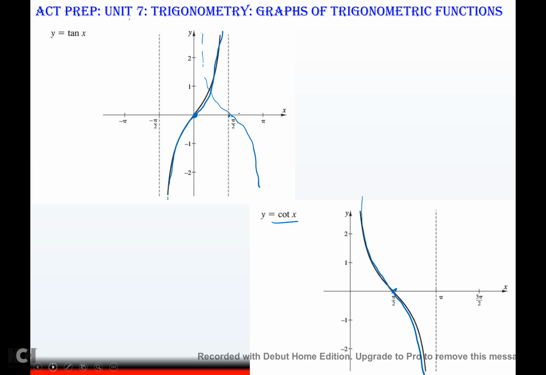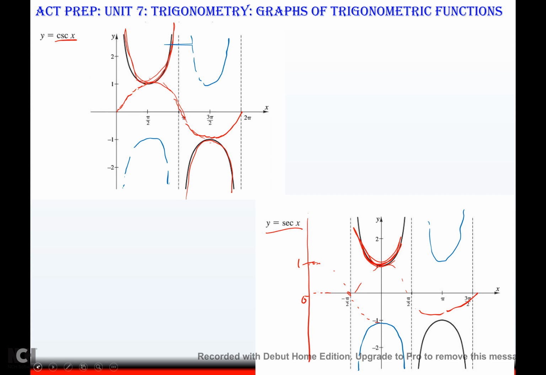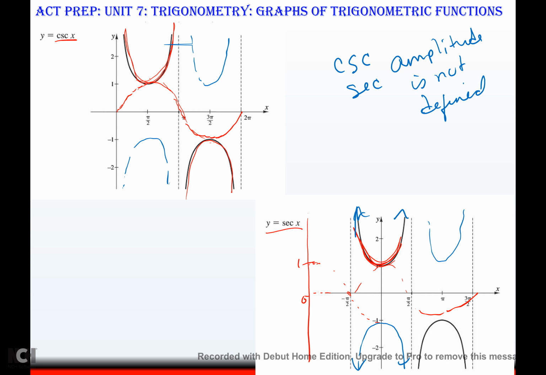Tangent and back up, I'm so sorry. Cosecant and secant kind of have an amplitude, but the amplitude is not defined. It's because this goes forever and ever up, and these go forever and ever down, so you don't really get to a highest or lowest point. Okay, so amplitude is not defined for cosecant or secant.